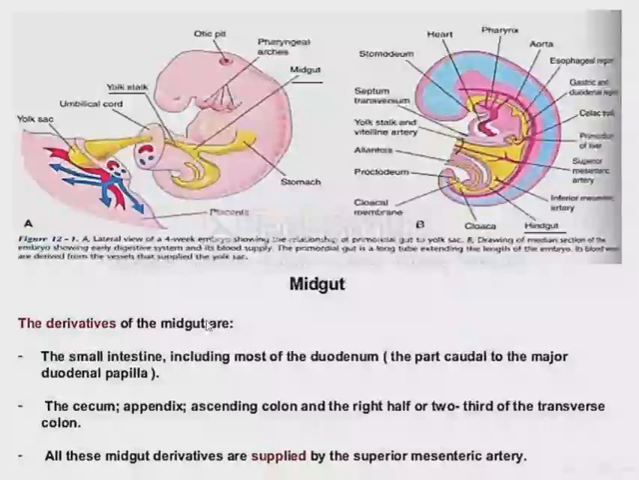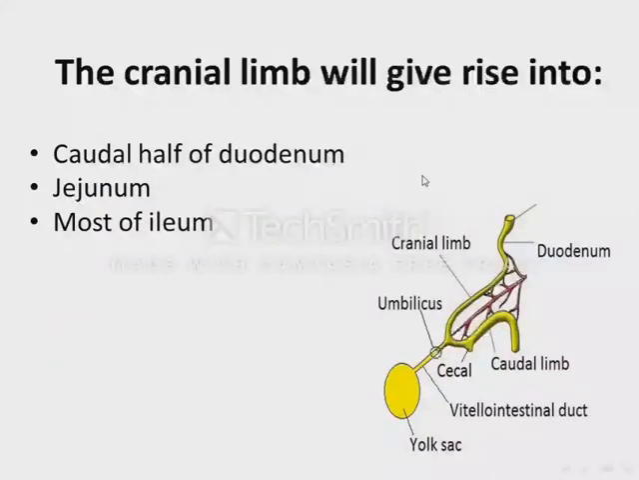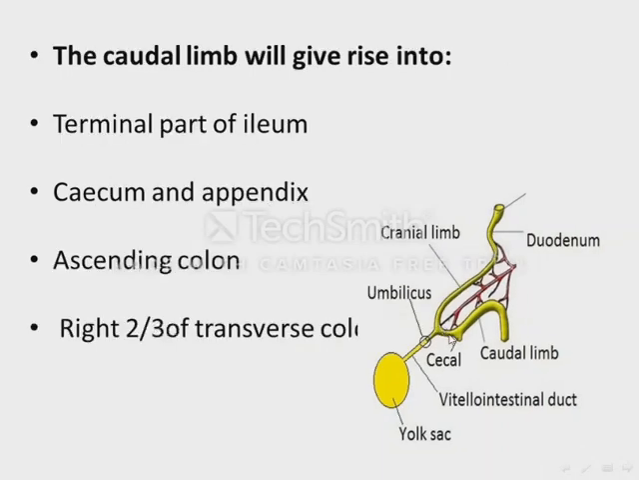The derivatives of the midgut are the small intestine, including most of the duodenum, the part caudal to the major duodenal papilla, cecum, appendix, ascending colon, and the right half or 2/3 of the transverse colon. All of these derivatives are supplied by the superior mesenteric artery. The cranial limb gives the caudal part of the duodenum, jejunum, ileum, while the caudal limb gives rise to the terminal part of the ileum, cecum and appendix, ascending colon, and right 2/3 of the transverse colon.